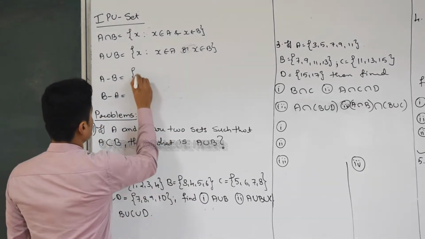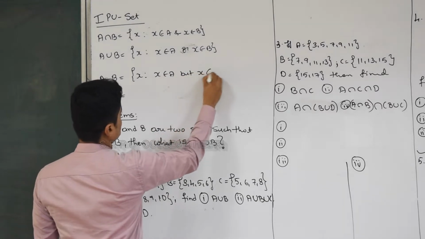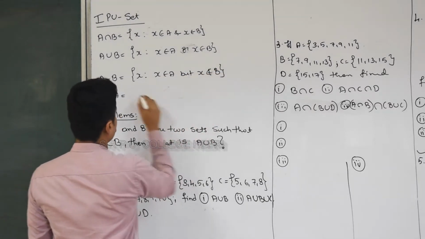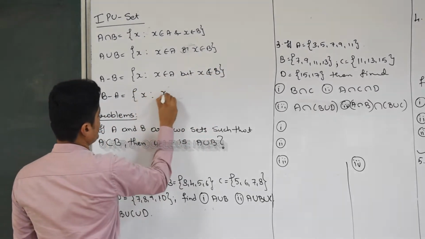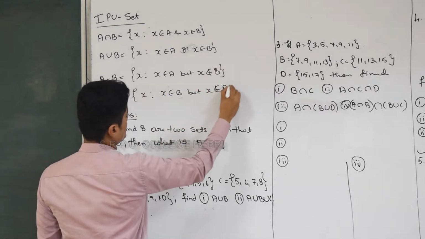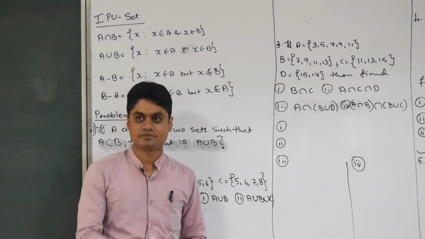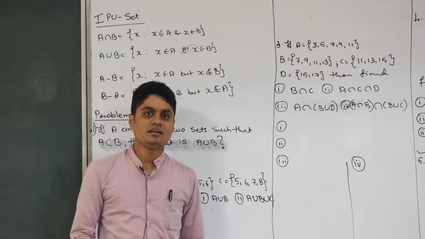Then A minus B: set of all x such that x belongs to A but x does not belong to B. Similarly, B minus A: x such that x belongs to B but x does not belong to A. So these are the different operations we learned. In the last class we also represented them in Venn diagrams.